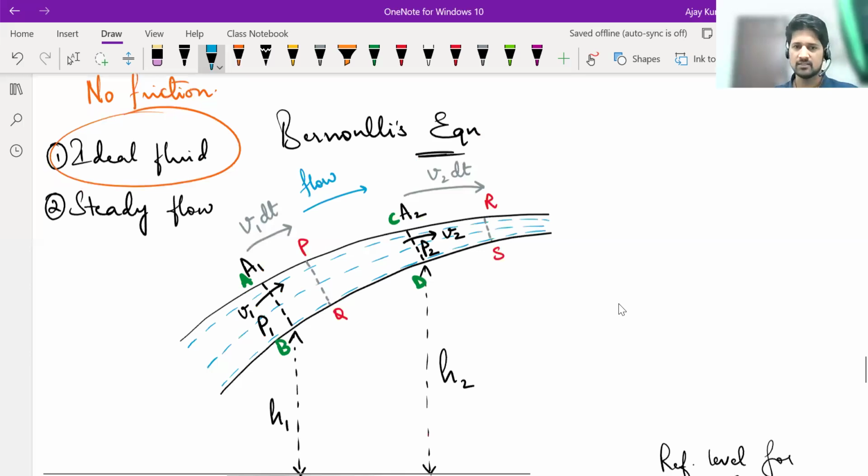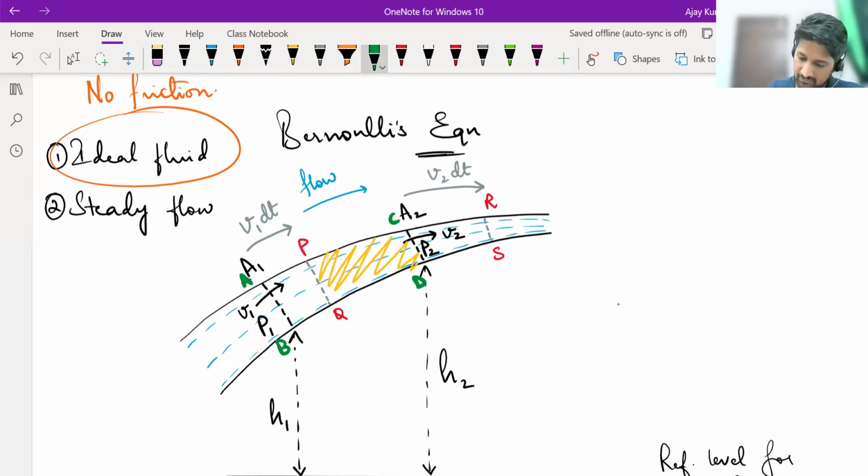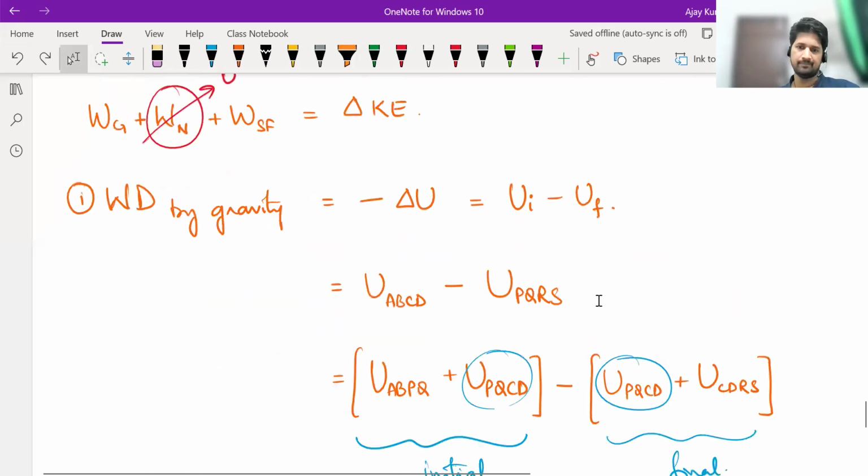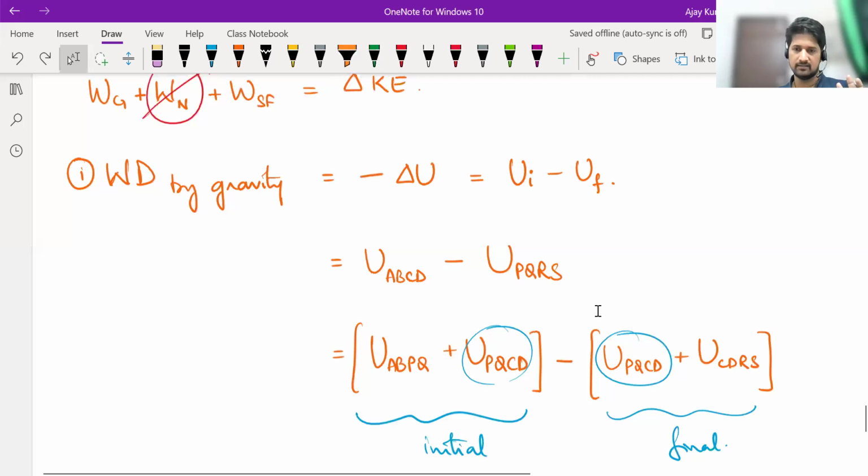Initially, some fluid particles would have been present between PQ and CD. They will go forward and some other particles will come and take their place. So the particles which were present here initially and the particles which are present here finally are not the same. Particles will go forward, they'll get replaced by some other particles. So is there a guarantee that the potential energy stored in that space initially and finally is same? There is a guarantee. When will potential energy be same? If the mass is same, the potential energy will be same.